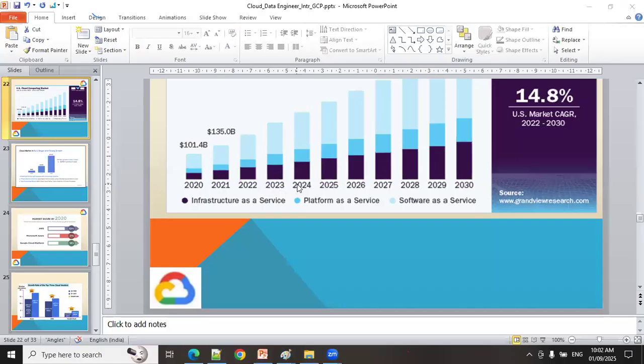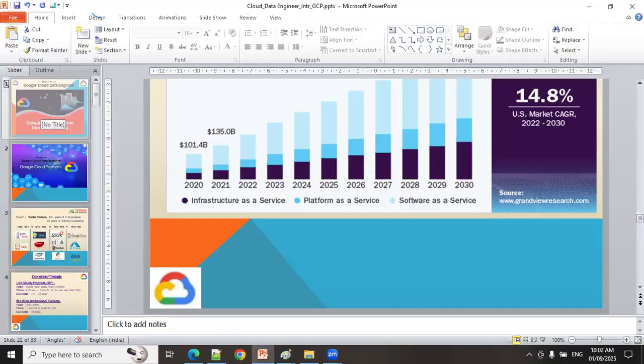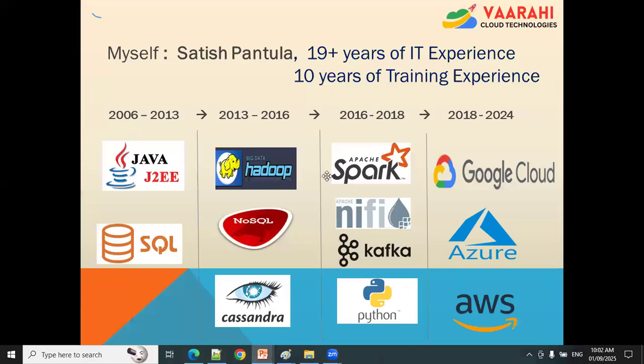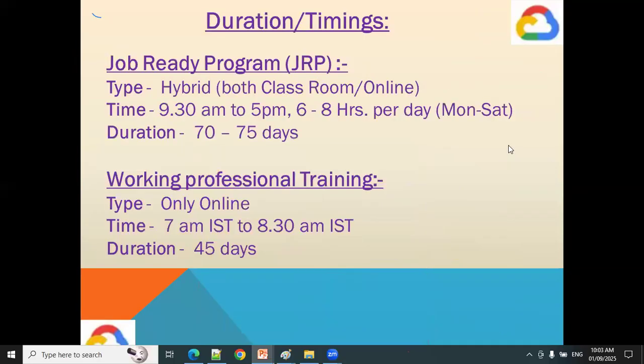Then I showed another slide on what is Google Cloud Data Engineering. Before that, I explained about myself. I have a total of 19 plus years of experience, 11 years in training. I started my career with Java, J2EE, then moved to big data, then advanced skills like NoSQL and Spark, then Google Cloud. I also explained about the program.